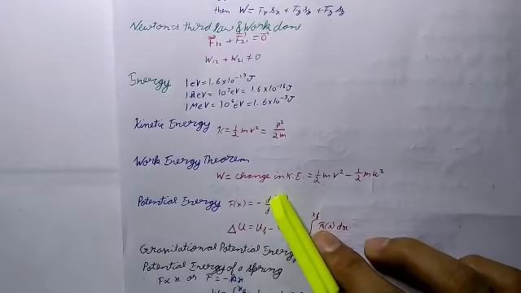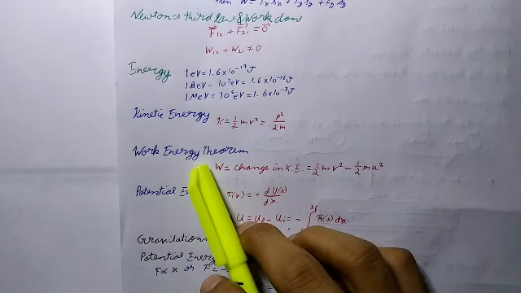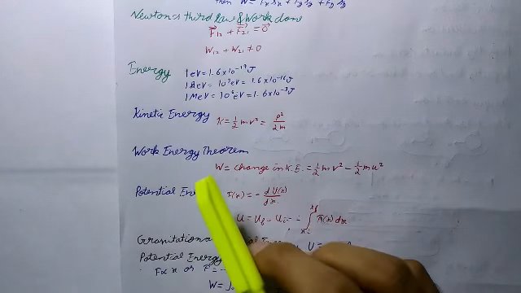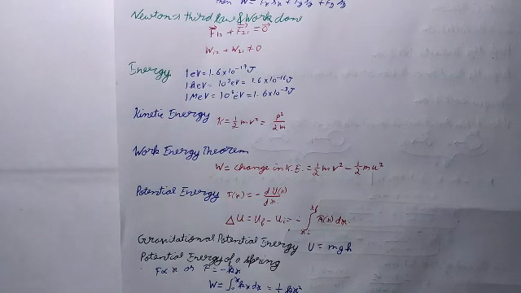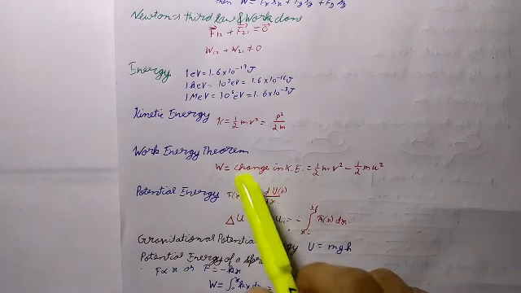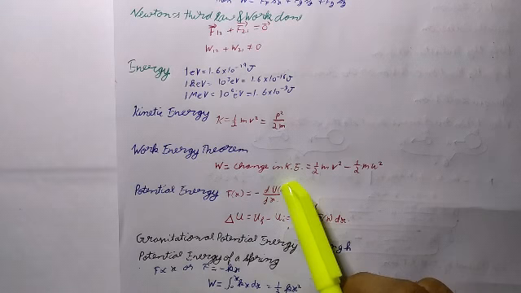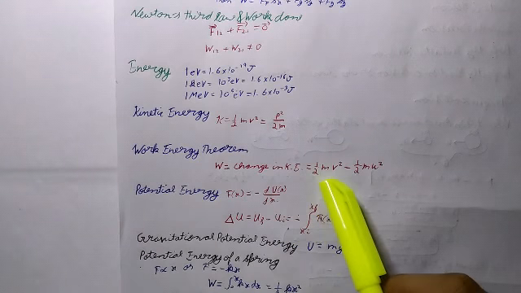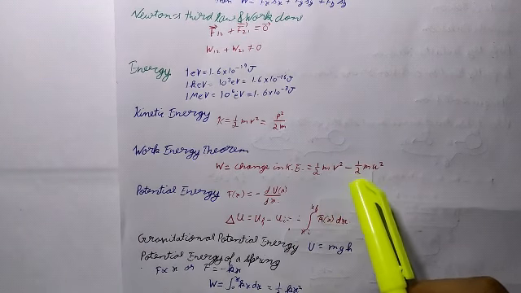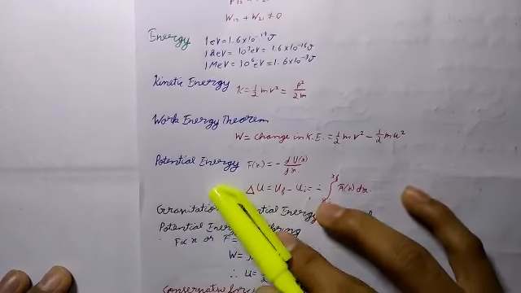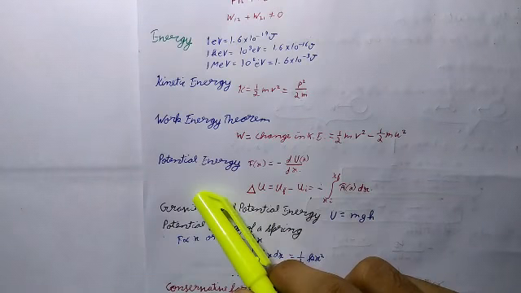Now work energy theorem. The work done by the net force acting on a body is equal to the change in kinetic energy of the body. W will be equal to the change in kinetic energy, which will be equal to half mv square minus half mu square. Now next is potential energy.